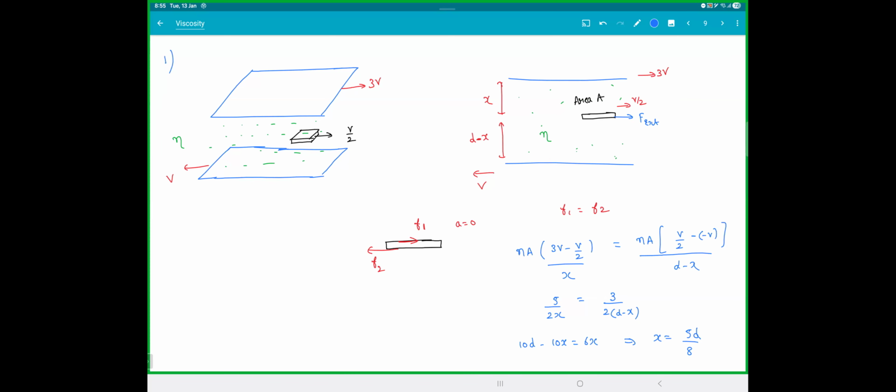Let's see one more. Shreyansh, clear with this? Shreyan? Clear? Aditi? Aditi, clear? Vedika? Got this? Now the next one.